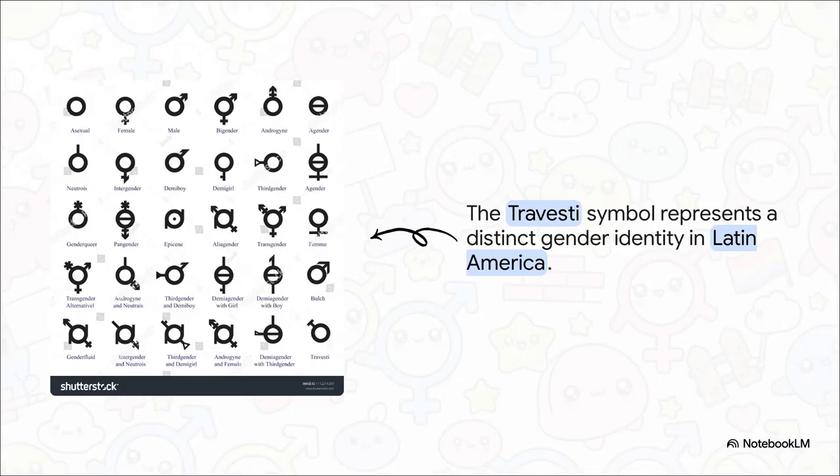Now, let's look at a symbol that really drives home the importance of cultural context. This is the symbol for travesti, a gender identity that's specific to Latin America. It's not just a personal identity, it's a political and social one. It refers to people who are assigned male at birth and who live in a very feminine way, but who might not identify as women in the way the Western world understands it.